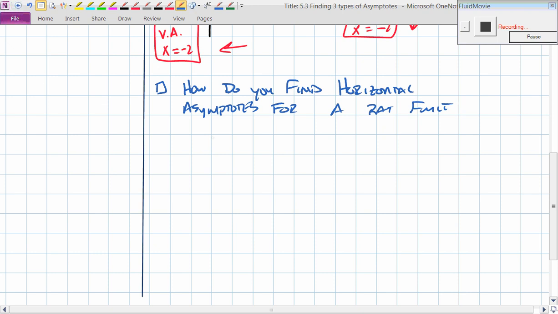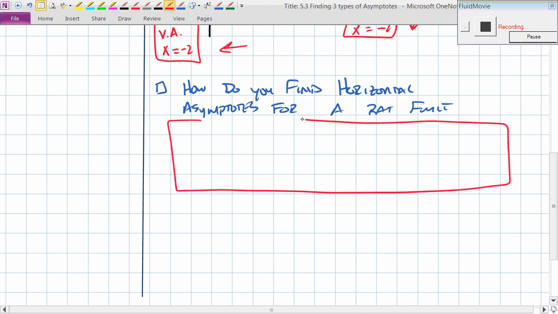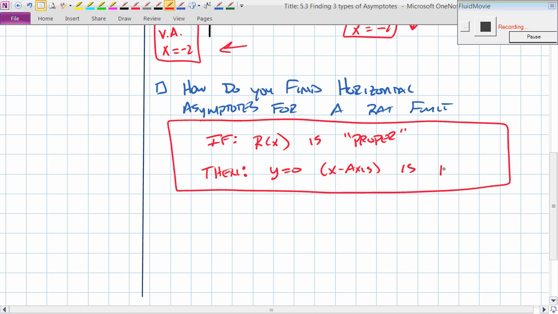Okay. Well, I'm going to start you off with a rule here. We're going to introduce a term that's called proper. And it's an if-then statement. If some stuff, then some other stuff. You guys are familiar with if-then statements, correct? So, if r of x stands for your rational function, and your rational function is what we call proper, a term we introduced the other day and will dive into a bit more today, then y equals 0, also known as the x-axis, is guaranteed to be your horizontal asymptote. I'm going to use HA for horizontal asymptote. So the horizontal x-axis is a horizontal asymptote.